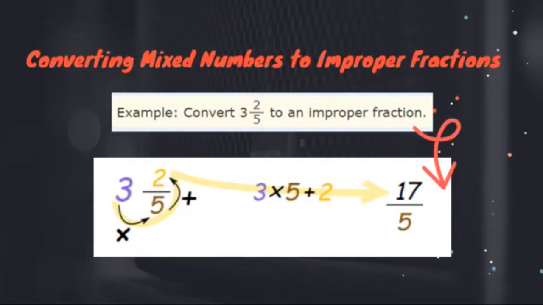We can also shorten the steps. Just directly do the steps in one go. So 3 times 5 is 15. Then 15 plus 2, the answer will be 17. So just write 17/5. The improper fraction of 3 2/5 is 17/5.